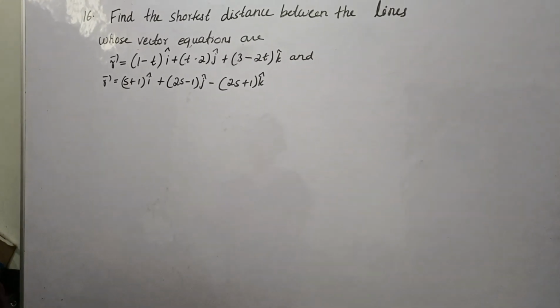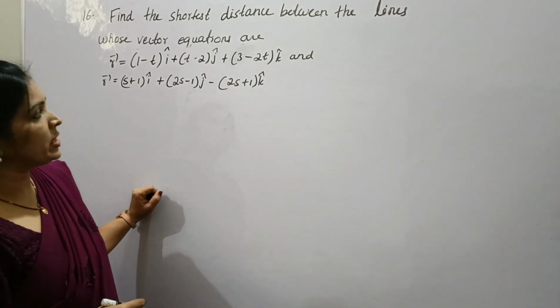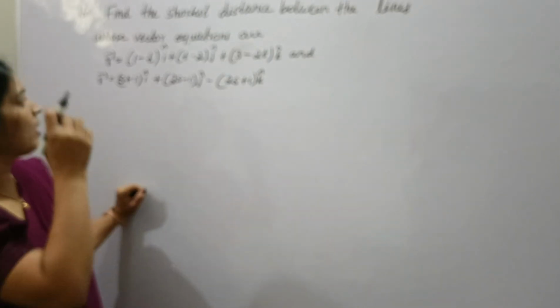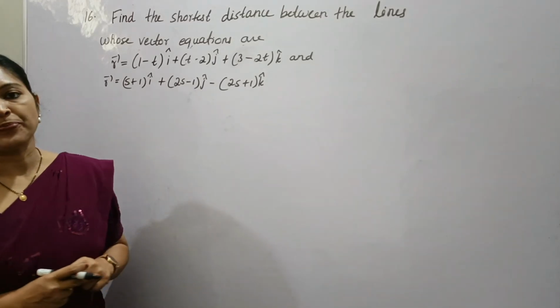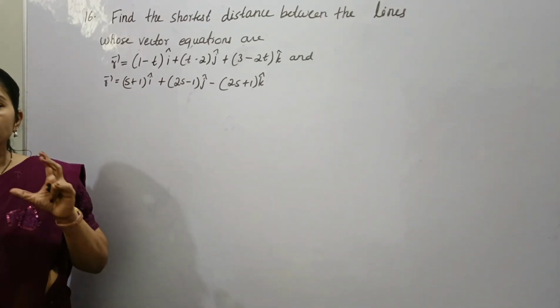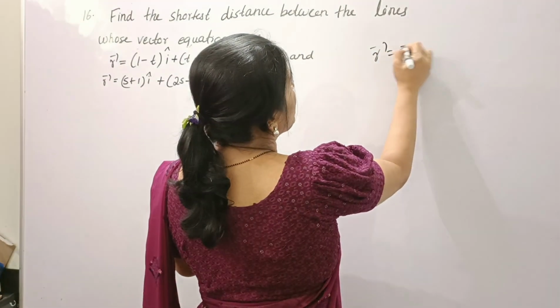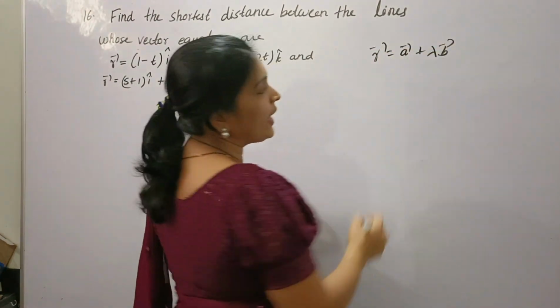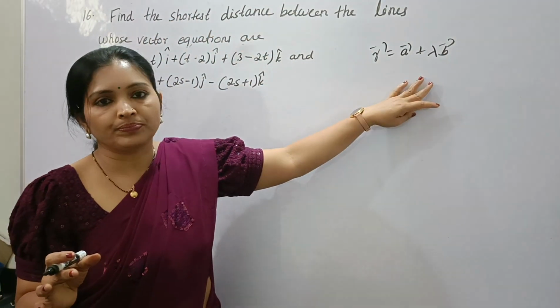Find the shortest distance between the lines whose vector equations are vector r is equal to (1 minus t) i plus (t minus 2) j plus (3 minus 2t) k and vector r is equal to (s plus 1) i plus (2s minus 1) j minus (2s plus 1) k. See here given equations are in vector form and it is not in the form of vector r is equal to vector a plus lambda vector b, right? So first of all here we have to write this equation in this form.